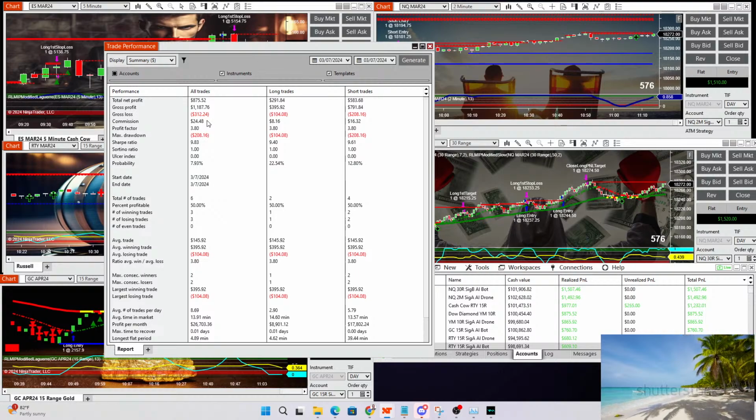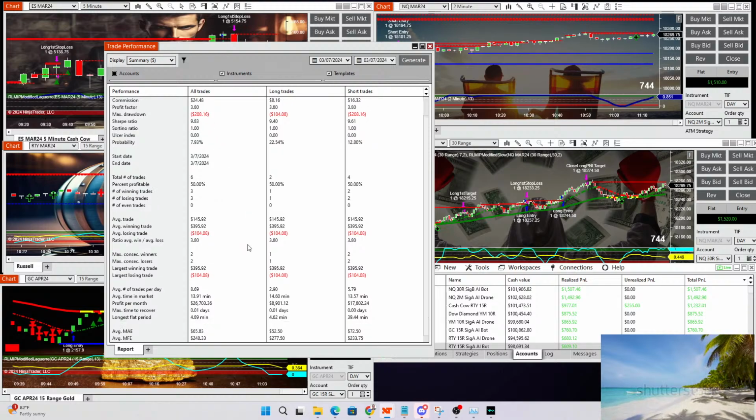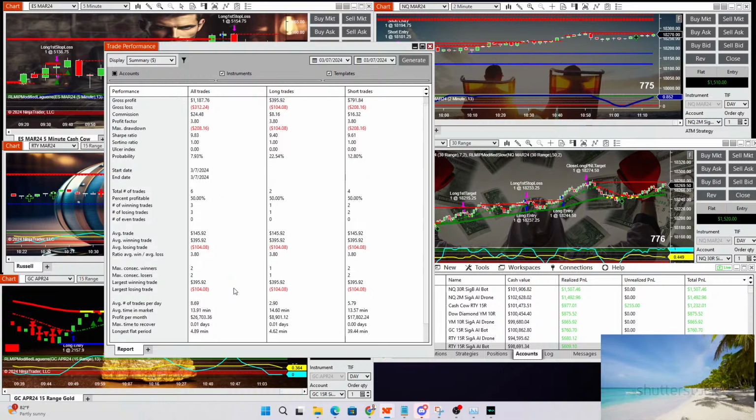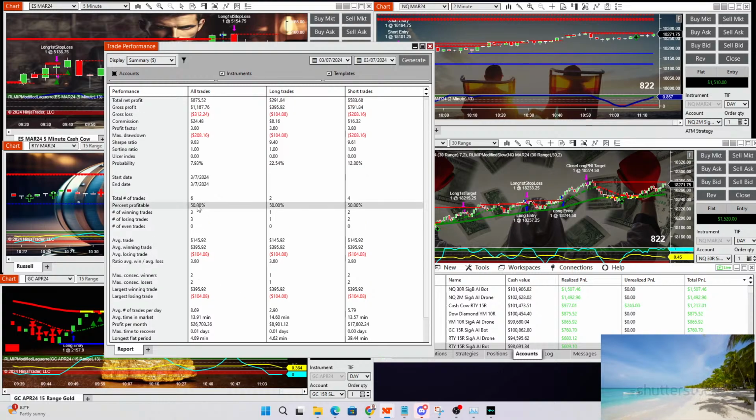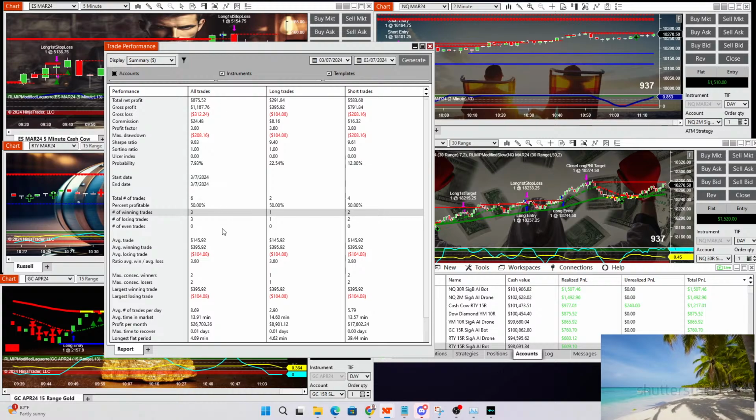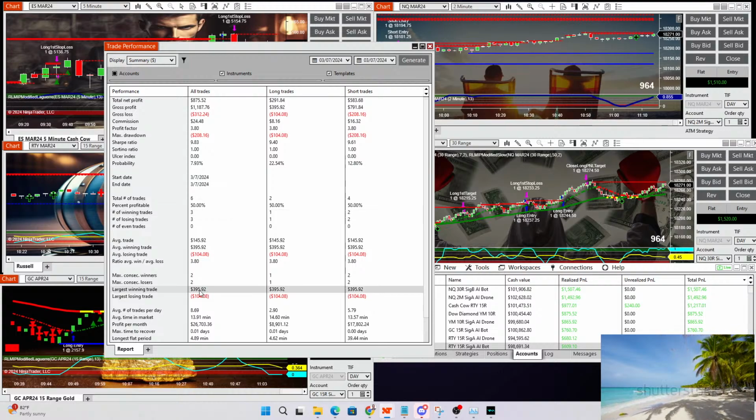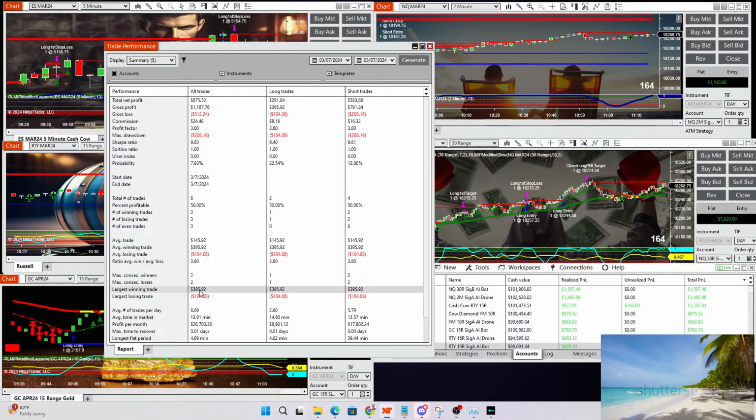This NASDAQ is continuing to bounce up. 50% of the trades were profitable. So with just 50% winners, out of 6 trades, it won 3 times. And you could see that with the winner being almost $400, 2 of those is $800. Much larger than our losers.